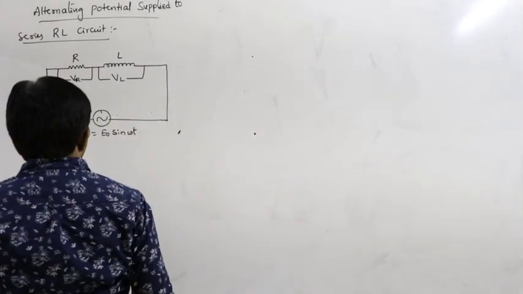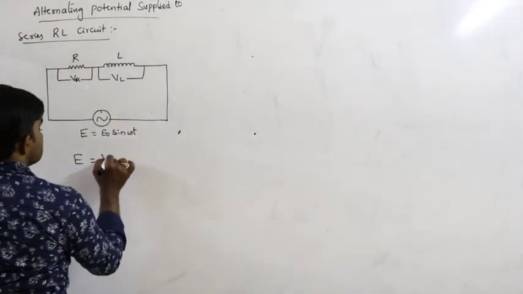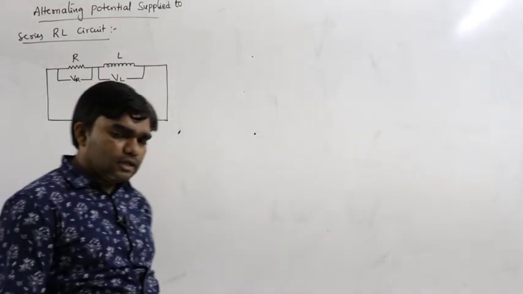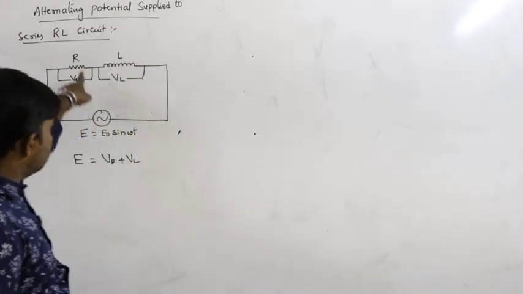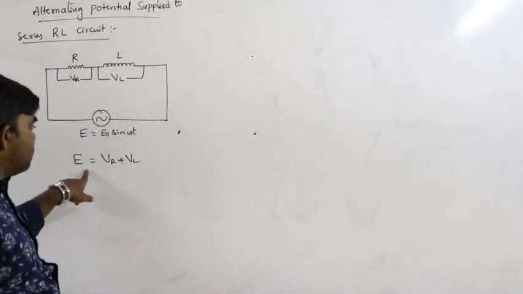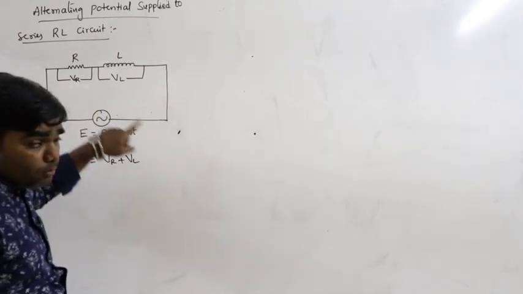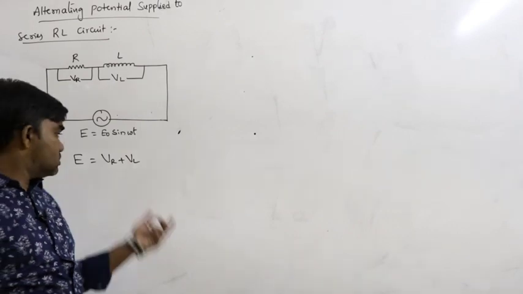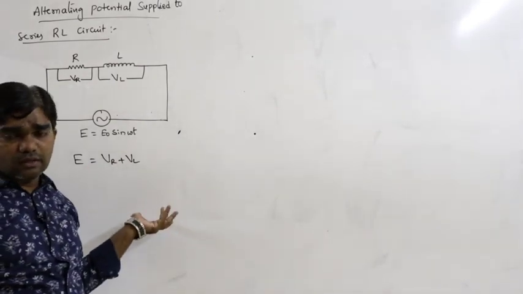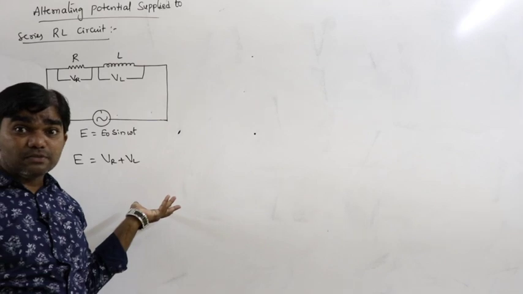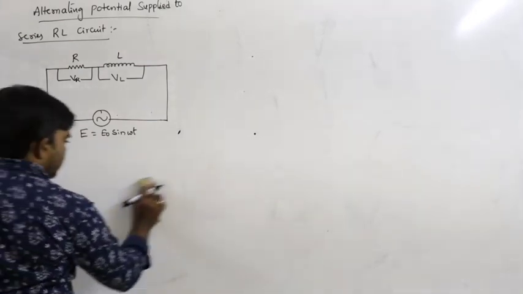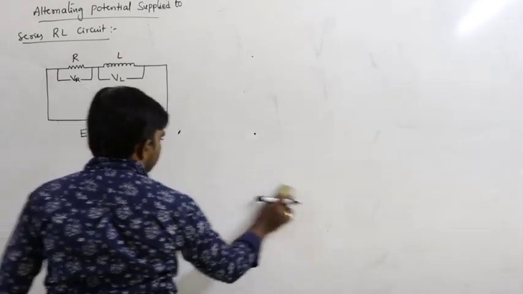Then the total potential, generally E, can be written as VR plus VL, right? Because in current electricity we discussed already, the total potential in a series combination is equal to the sum of the individual potentials. So then E is equal to VR plus VL. But it is absolutely wrong here, because this is an alternating potential. Its value continuously varies with time.